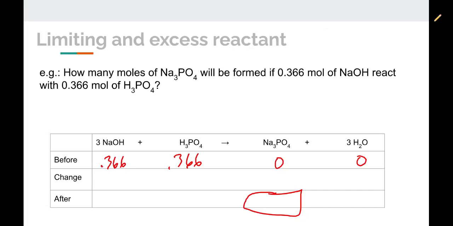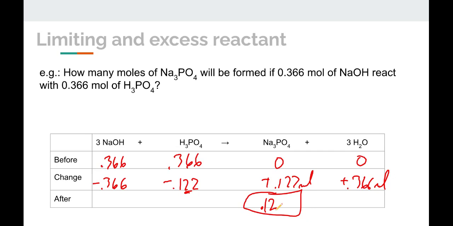Now that we know that, let's start this problem over again. We're going to lose 0.366 moles of NaOH. We're going to lose 0.122 moles, that's a third of 0.366. And we're going to gain 0.122 moles of sodium phosphate and 0.366 moles of water. So the answer to our question is 0.122 moles are produced by the reaction when sodium hydroxide is limiting it in this way.